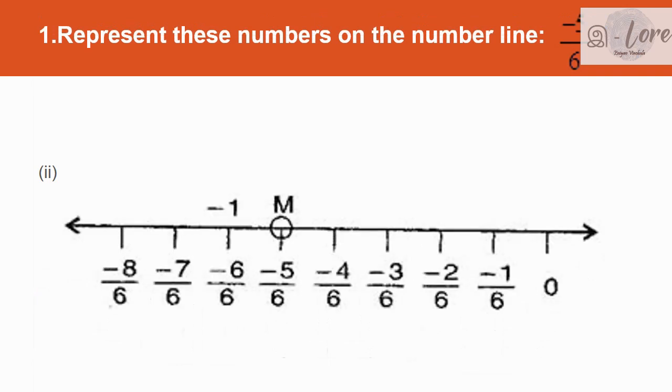Come to the first question, second option, minus 5 by 6. So this is negative, and the numerator is less than the denominator. So we have to divide into 6 equal parts from 0. We have to move 5 parts and mark the value of m. So here m represents the solution.